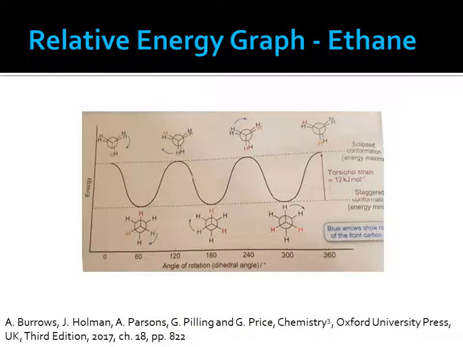If we look at the relative energy graph of ethane, you can see how the energy is at the highest here for the eclipsed conformations. This is due to the electrons in the bonds repulsing each other as the bonds are too close together in these eclipsed conformations, whereas down here you can see the energy is a lot lower for the staggered conformations due to the bonds being as far apart from each other as they can be.